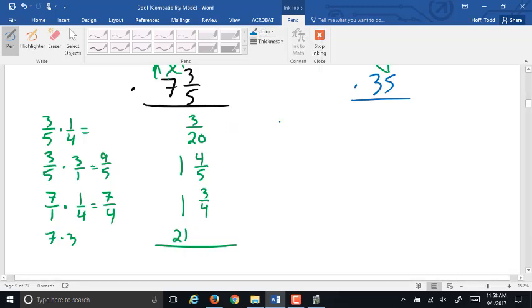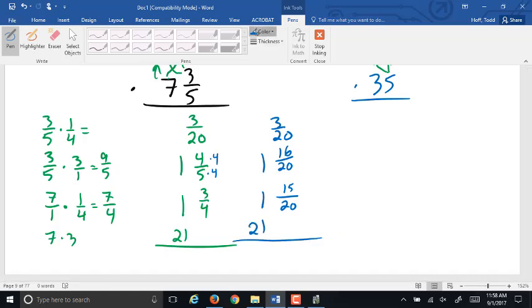Need a common denominator to combine those. It's going to be 20. So 3/20 stays. 1 4/5 becomes how many 20ths? 5 times 4, so 4 times 4, 16. 1 3/4 will become how many 20ths? 15. Good. 4 times 5, so 3 times 5. Of course, there's no denominator in the 21.